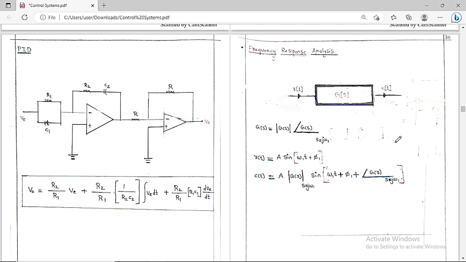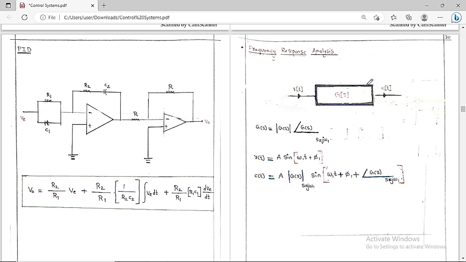Simply, we can say both signals have the same frequency. Here the frequency is omega 1, and here also the frequency is omega 1. So the input signal and output signal have the same frequency, but their magnitudes are different and their overall phase angles are different. This is the only difference. Both have the same frequency, but different magnitudes as well as different phase angles.